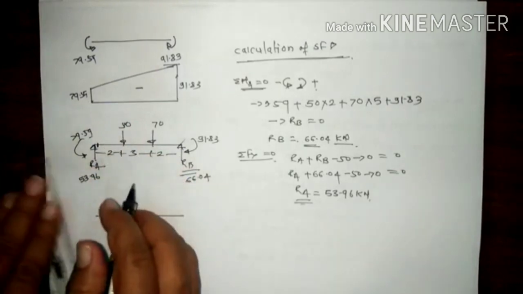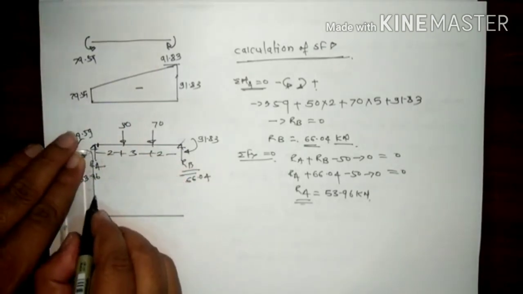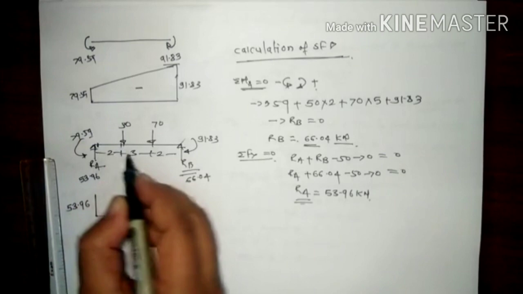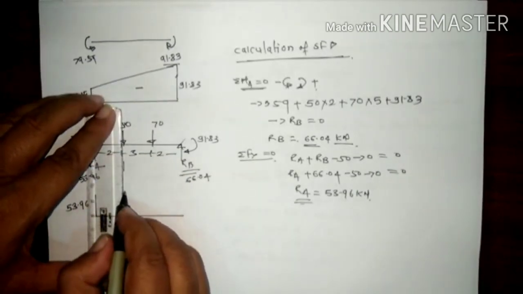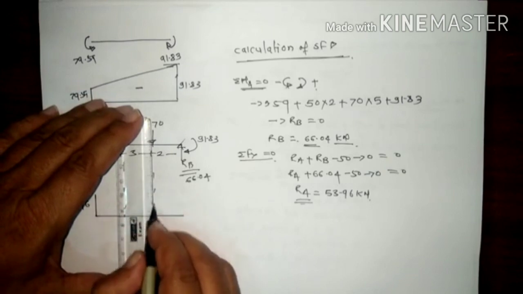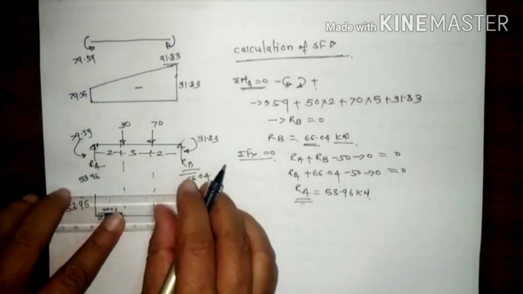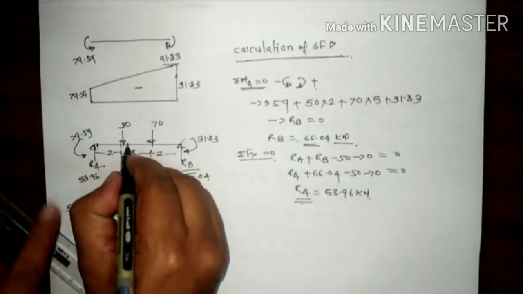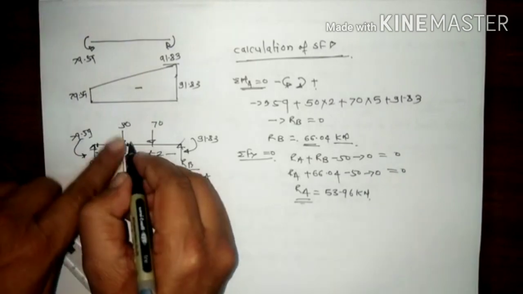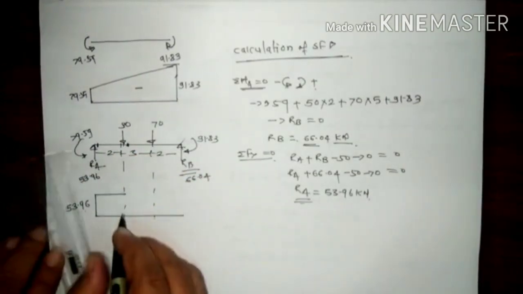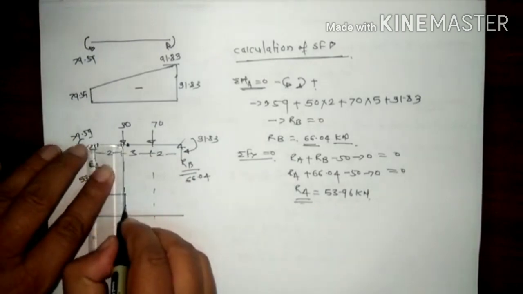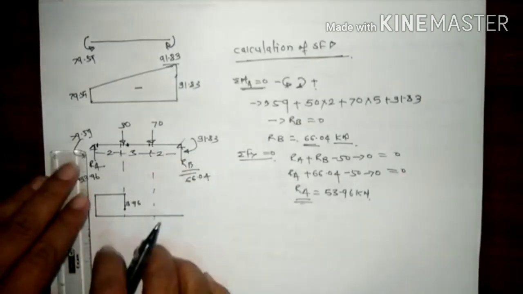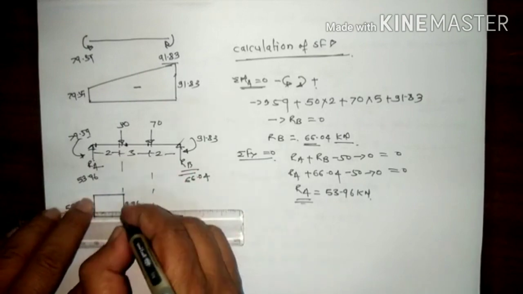Now for shear force we consider from the left side, so upward force is positive. So this force is positive 53.96, and up to here it is constant. Now the shear force here is RA, which is plus, and this 50 is minus. So 53.96 minus 50 becomes 3.96 here. Now again up to here the shear force is constant, so draw this line constant.